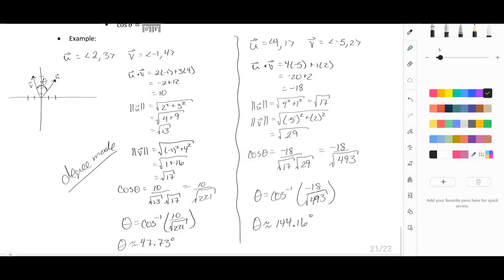Okay, if you think about what the picture of this would look like, that makes a lot of sense. Because we've got vector u that has a terminal point of 4, 1, and a vector v that has a terminal point of negative 5, 2. So you can see from the drawing that there is a rather large angle between those two vectors, and that's the value that we just found.